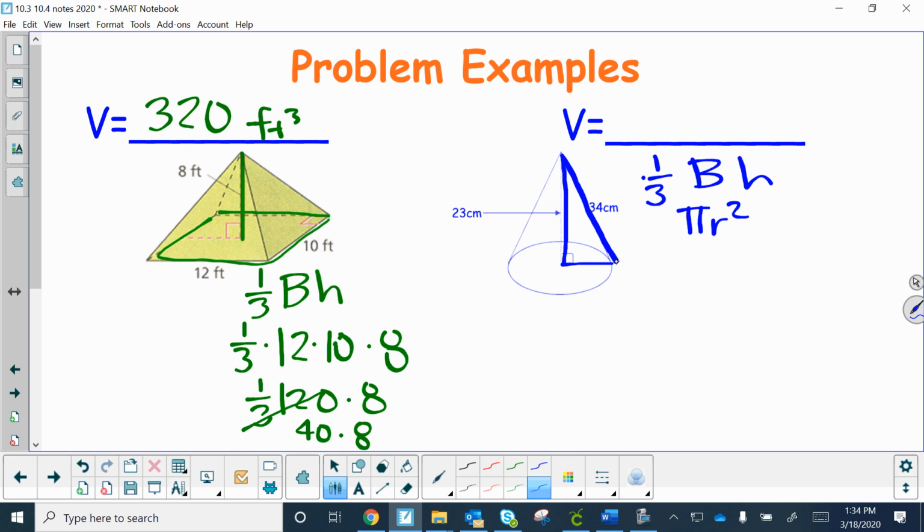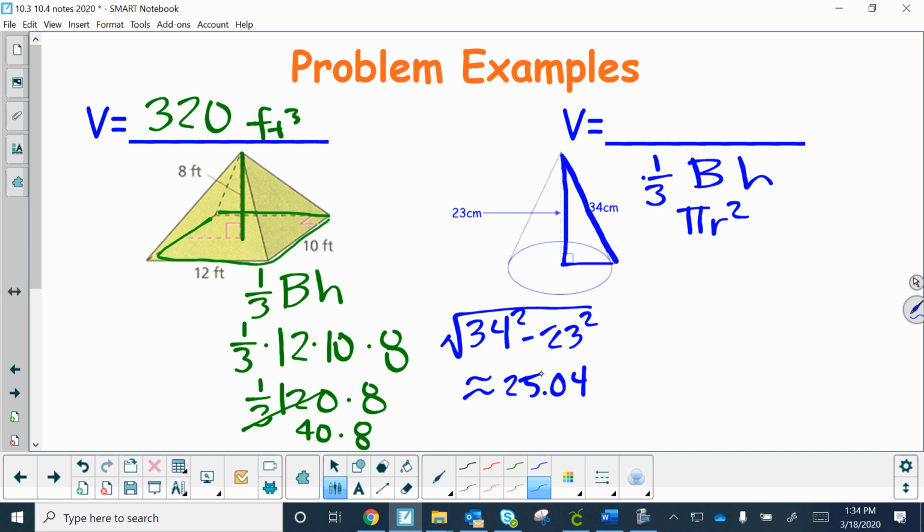So you want to punch in your calculator 34 squared minus 23 squared. And then once you get that number, you can take the square root of that. So I'm going to do that right now in the calculator. And we get about 25.04.